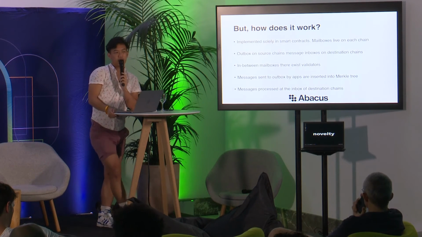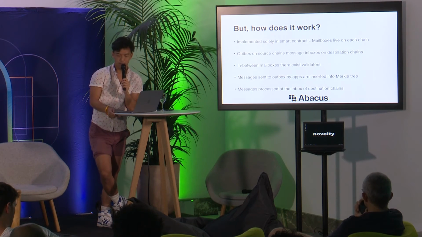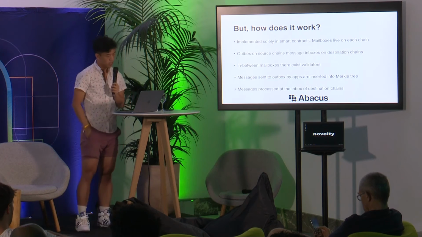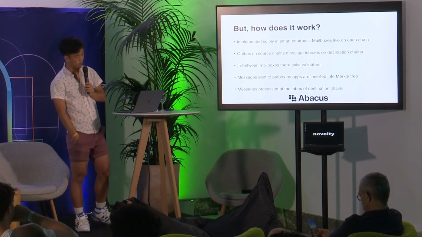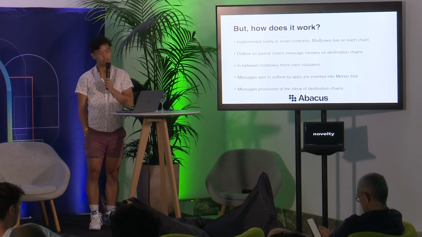So I talked a little bit about the future that we want to enable, but how does it work? Ultimately, it's a pretty hard problem. If you think about it, it's an instantiation of the Oracle problem with a slightly bigger constraint, in that the source of the information just happens to be another blockchain. And so the way we did it is that we have implemented solely in smart contracts. We have basically these mailbox contracts that live on each chain.